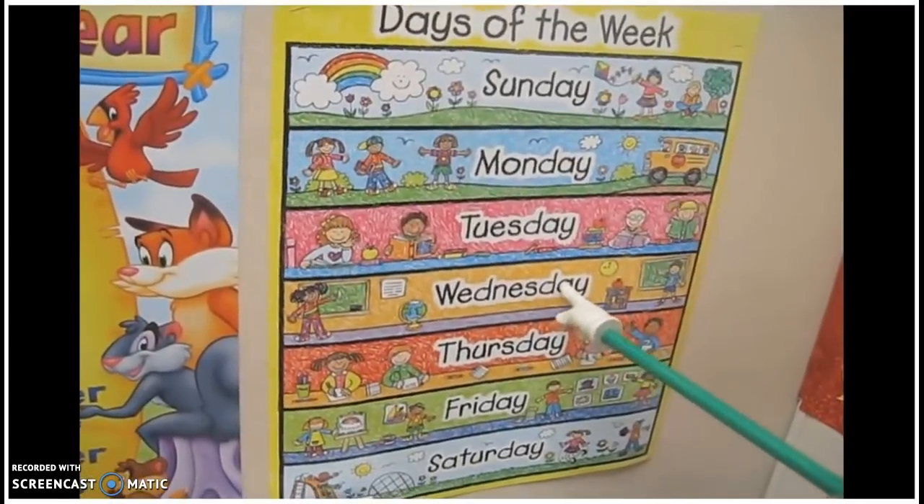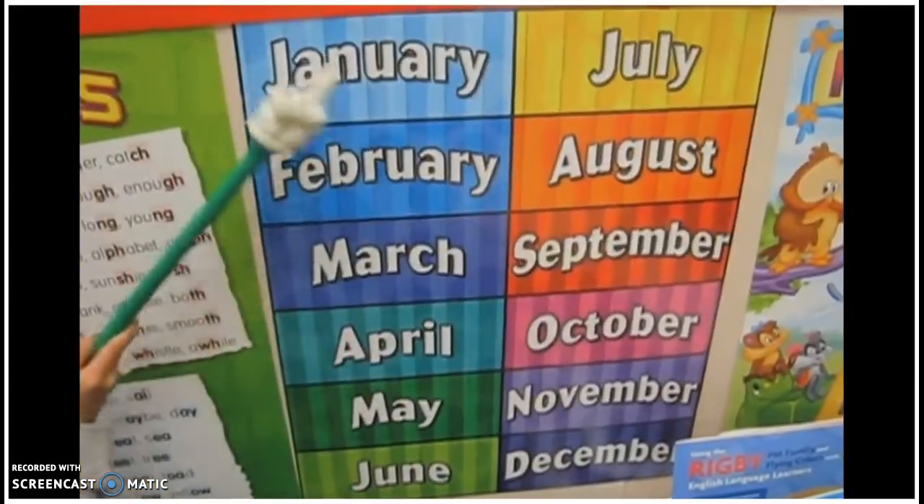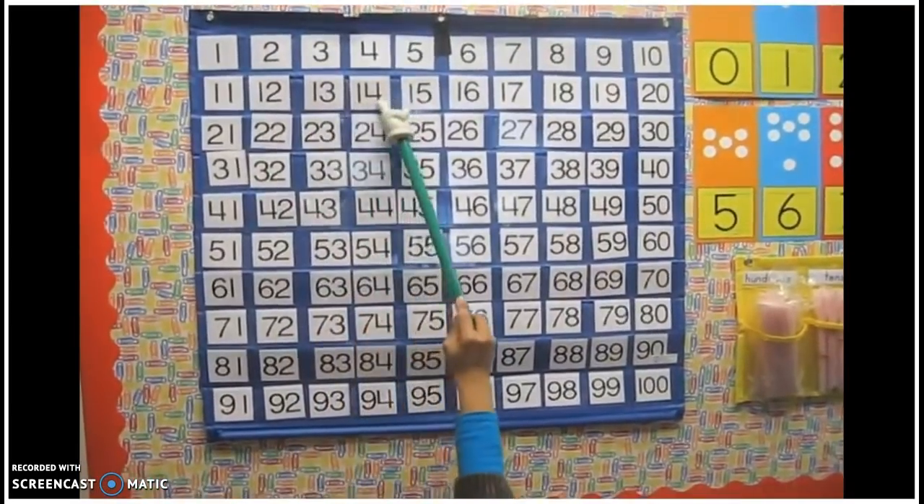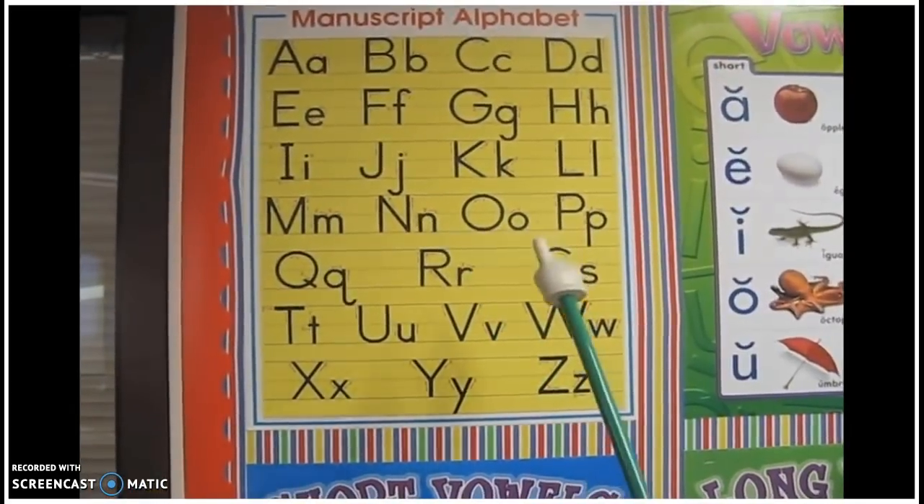Things. Everything has an order. The days of the week are in order. The months of the year are in order. The numbers are in a sequence. The alphabet is in a sequence.